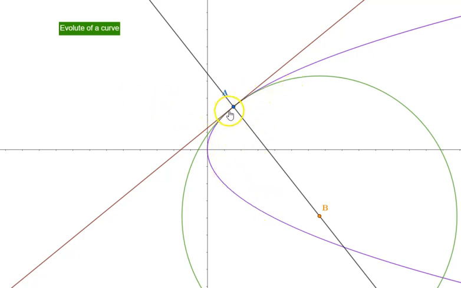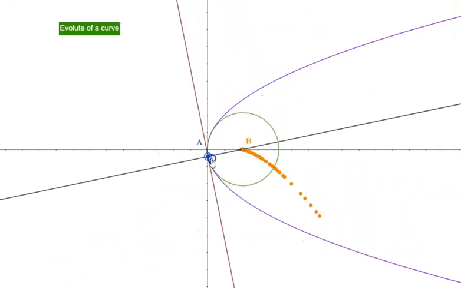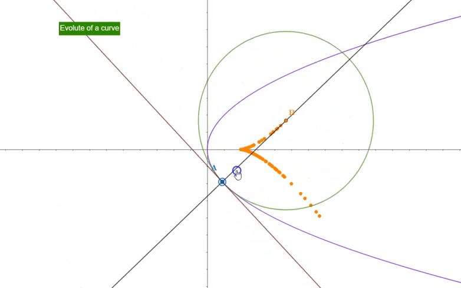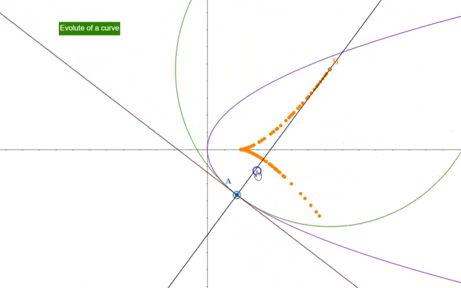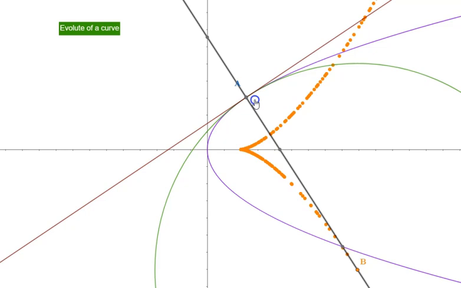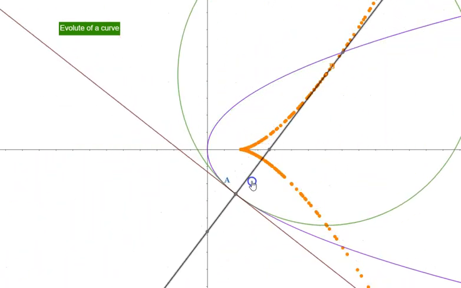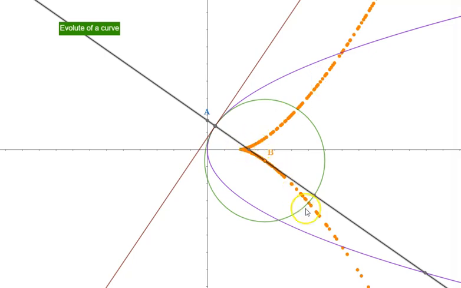And if I move this point on the curve, what the center of the circle of curvature does is it moves, tracing a curve, another curve. This curve, this orange curve, is called the evolute of a curve.